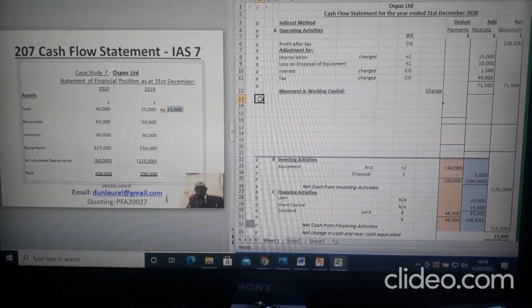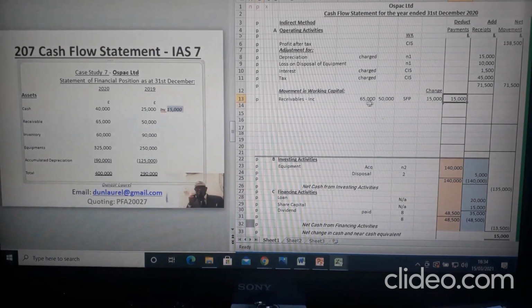So now for receivable, I post that. You can see it's an increase, which is an application. We've given them an interest-free loan, so application. So 15,000 from 50 has increased to 65. The 15,000 difference is an application. The next one is inventory. What is it? It's a decrease from 90 to 60. It means we've sold. It's a source. We've disposed of stock. It's a source of income.